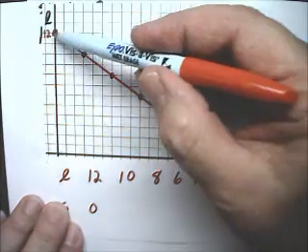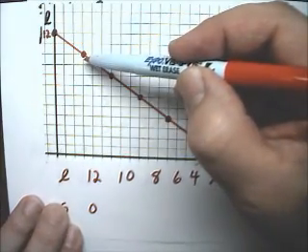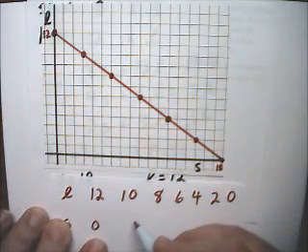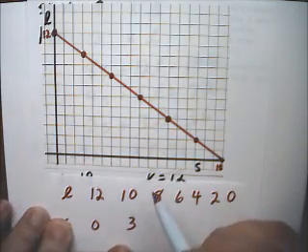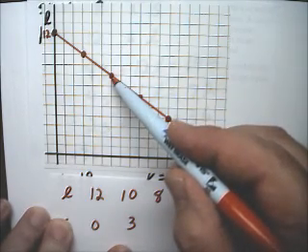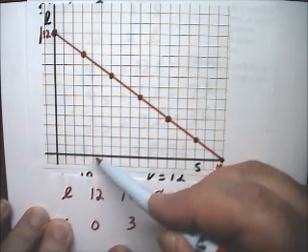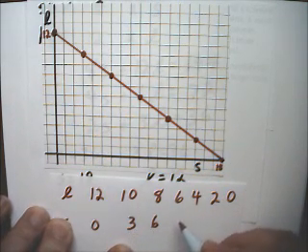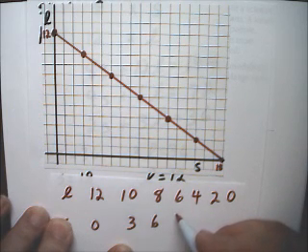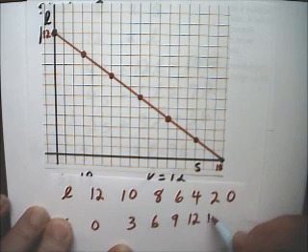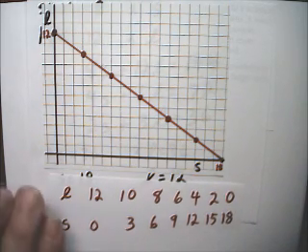And so I said it's 12 and 0. This is 10 and 3. And I'll bet you this is 8 and 6. 1, 2, 3, 4, 5. Yeah, 8 and 6. So this is going to go 3, 6, 9, 12, 15, and 18. So these are all of the combinations.